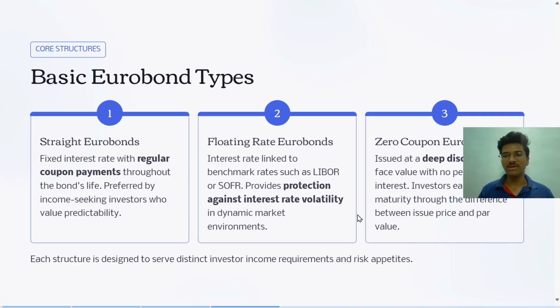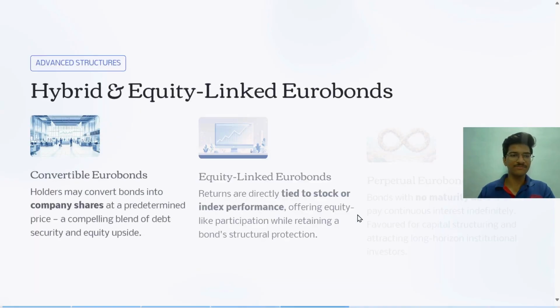Third is zero coupon Eurobond. So there is a deep discount. It is issued at a deep discount to face value with no periodic interest. So the sort of coupon rate which was being issued in straight and floating rate is not issued here. The investors who seek high capital appreciation over a period of time and don't want any sort of periodic payment, they highly invest into zero coupon bonds.